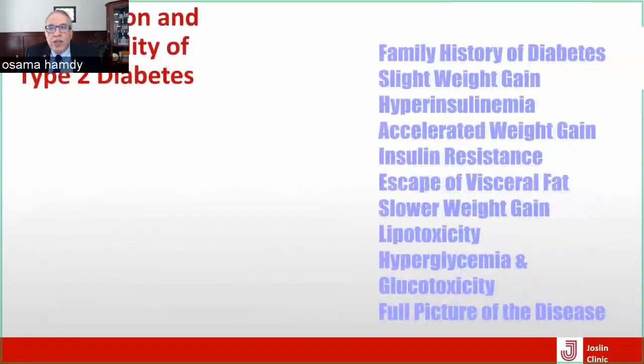If you need to intervene and reverse type 2 diabetes, you have to recognize each of the 10 steps and take action. For example, if you have a family history of diabetes, try to avoid gaining weight, because gaining weight and getting older are two factors that can lead to type 2 diabetes. So you cannot prevent age, but you can prevent weight gain.